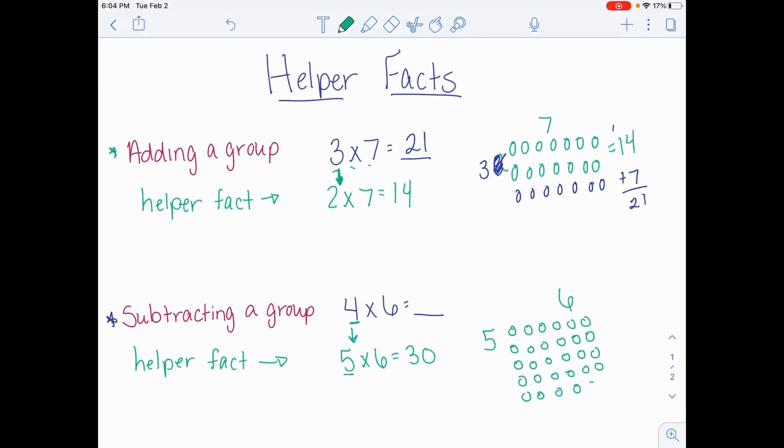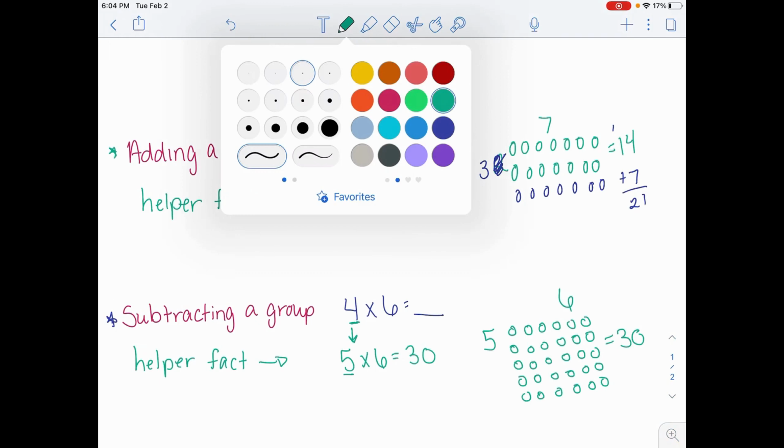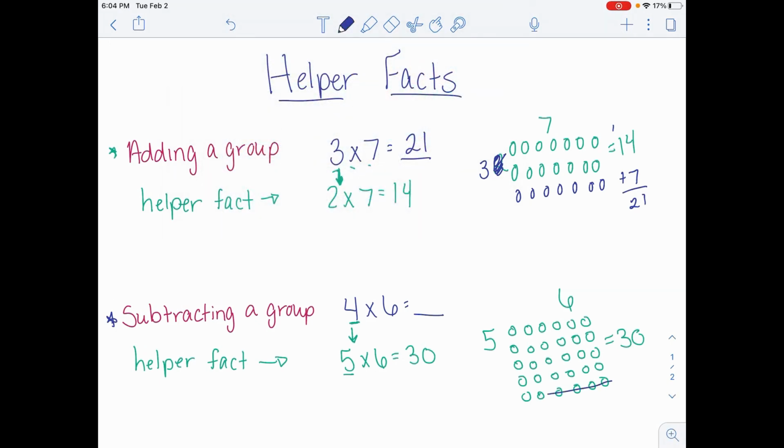So if this 5 by 6 is 30, we already know that's 30, then to figure out 4 times 6, all I need to do is subtract a row. So I'm going to take a look at that array. I'm going to swipe out one of these rows here, and that changes this to a 4. So really, all I'm doing is taking away 6. So 30 minus 6 is 24. So 4 times 6 is 24.